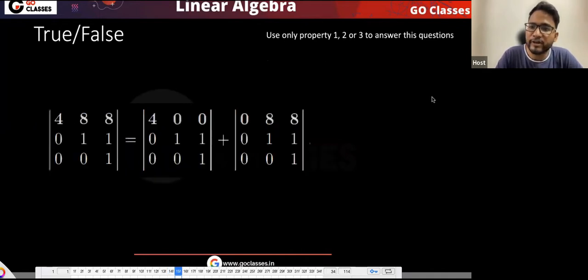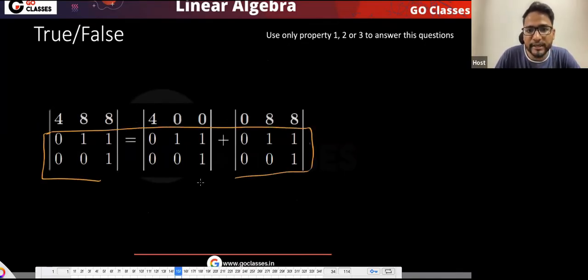Now, tell me whether this is true or false, based on these three properties only. Do not apply anything else. Whatever you know, that is good, but do not apply it here. Is this true? Yeah, because everything is the same, right? These rows are the same, and you are applying the linearity in one of the rows.